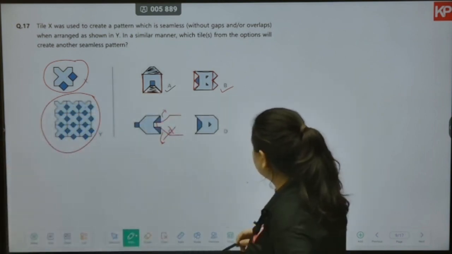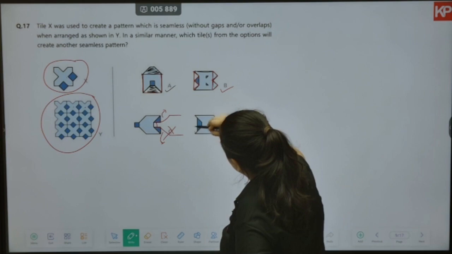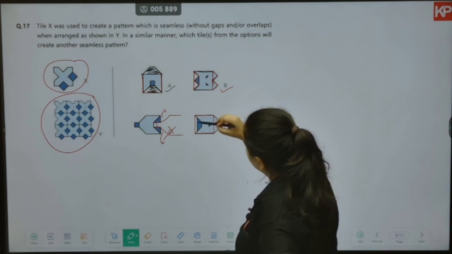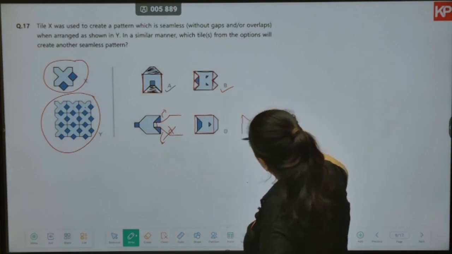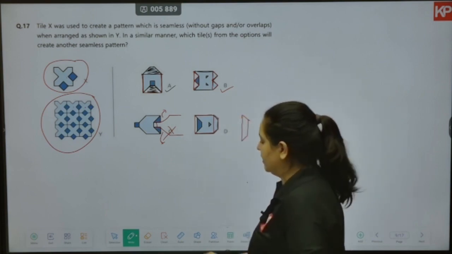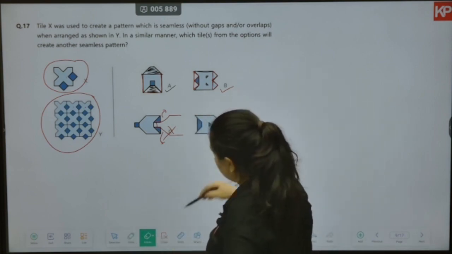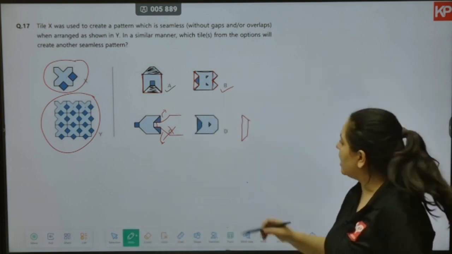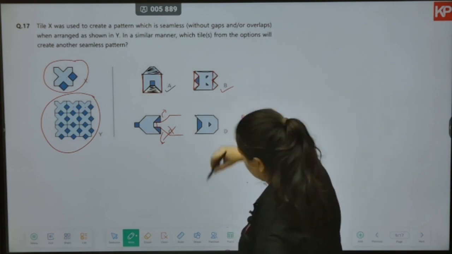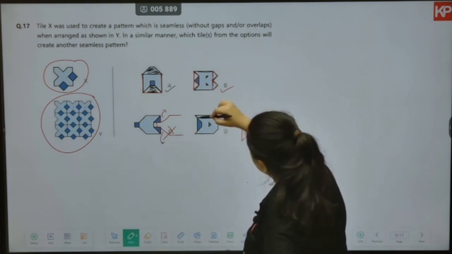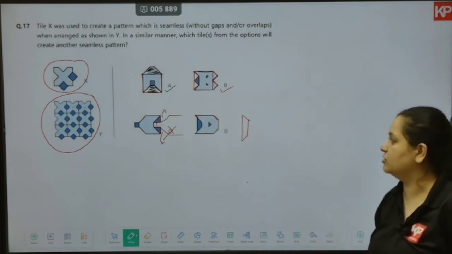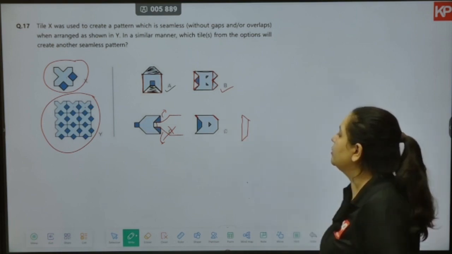Let's check for option number D. What is happening here is, okay, we are deducting this shape in this form and we are adding the same shape on the right side. But please note that this angle and the length, and this angle and the length, is not the same. Okay, this line and this line, the length is also changing and the angle is also changing. So this is also not going to tessellate.